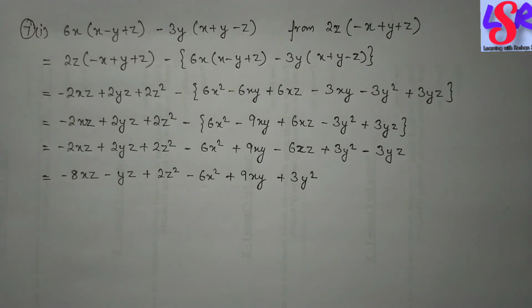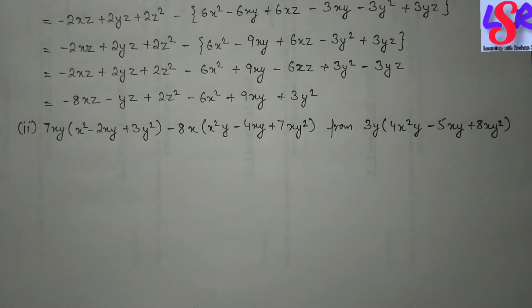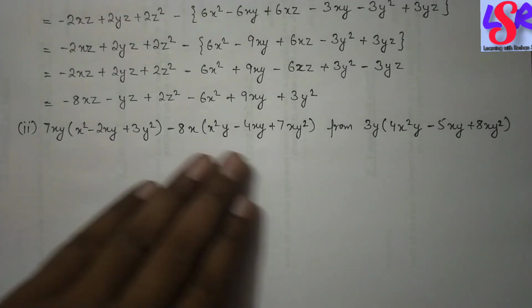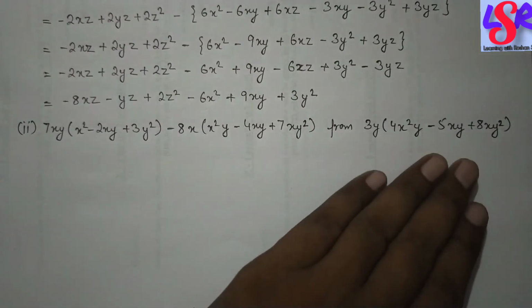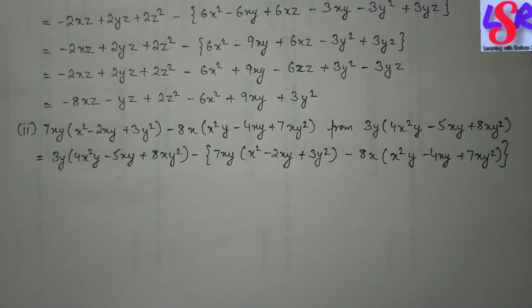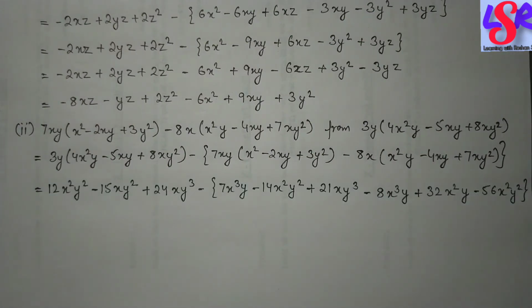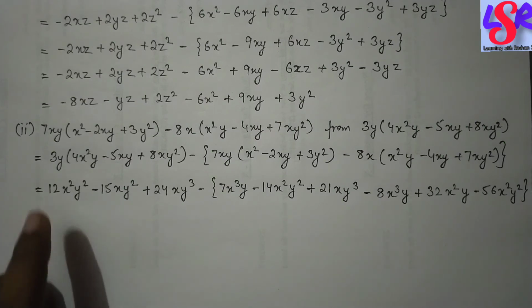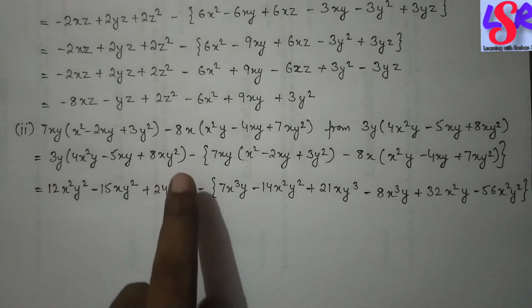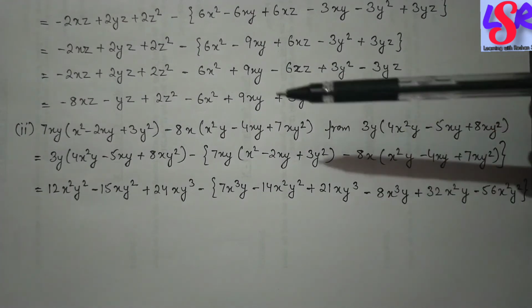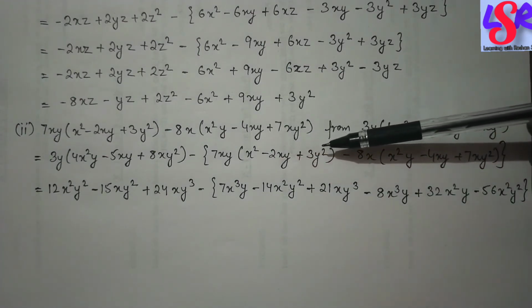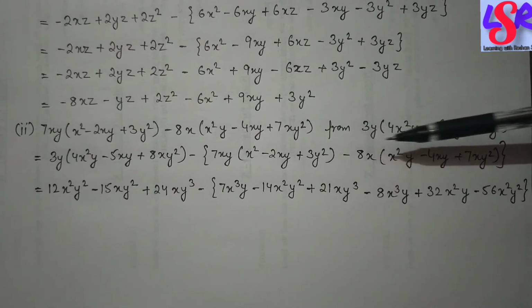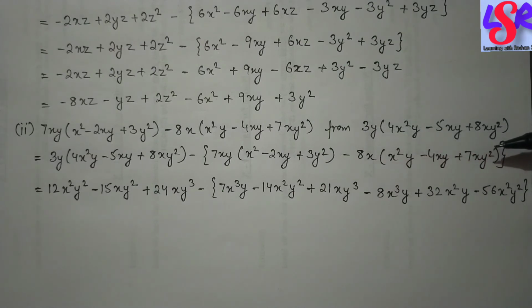Now we are going to move to the second part of this question, and here we get question number 7, second part. Again we are going to solve these two first, then we are going to subtract from here. So first of all we will write this, then this one, and here we get this. Now open all the brackets, and here we get this expression after opening all of the brackets. We have multiplied 3y by each and every term over here, then 7xy by each and every term over here, then at last minus 8x into all of these terms.